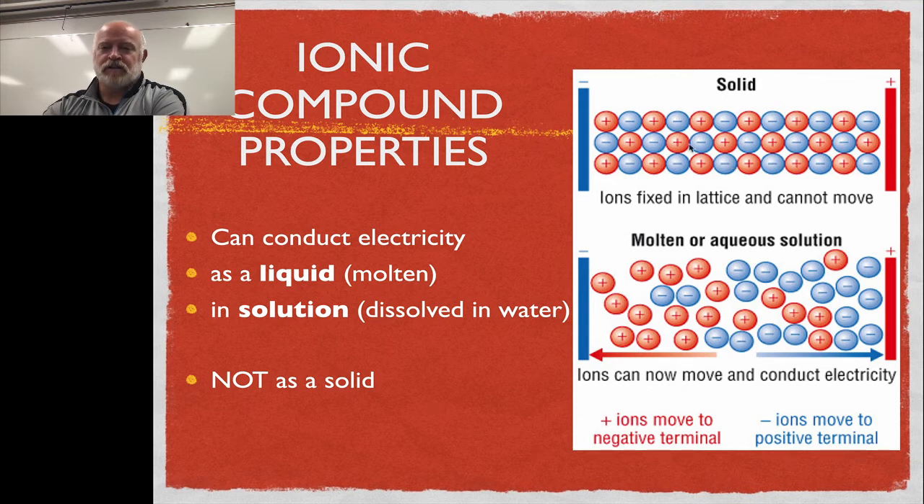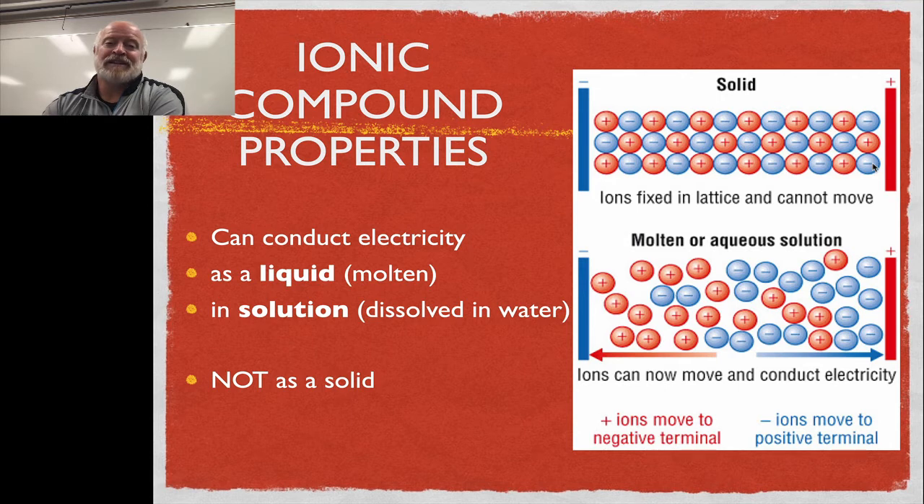As a solid, they're fixed in that lattice. So if you put a positive plate and a negative plate on them and touch either side, these negative charges can't slide, these positive charges can't slide, they're locked in place. So you can't get current to flow if you have charge that's locked in place, okay?